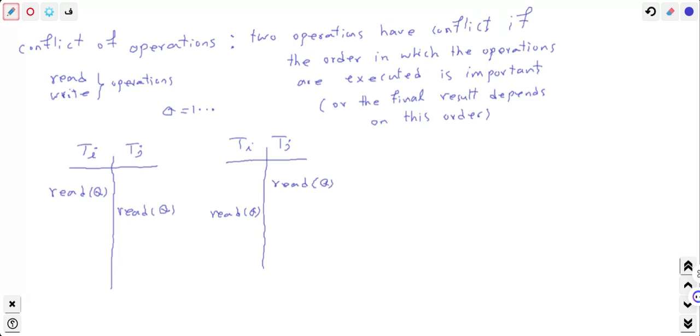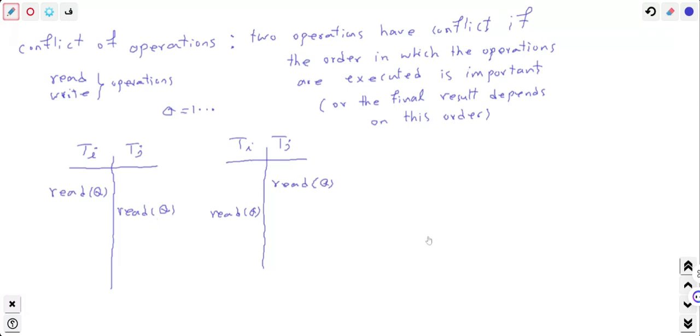Since they read the same value, it does not matter. Yes, it does not matter. It is not important because both transactions read the same value in both orders. So it is not important in which order these transactions read Q. So we say that two read operations do not have conflict.